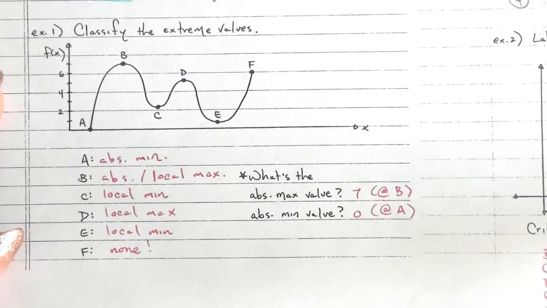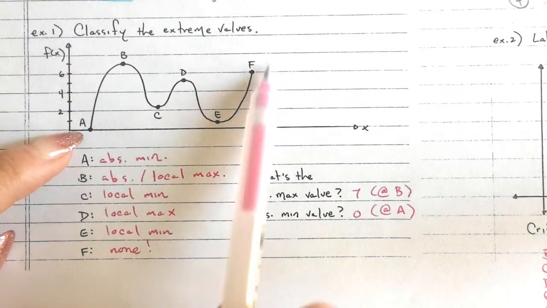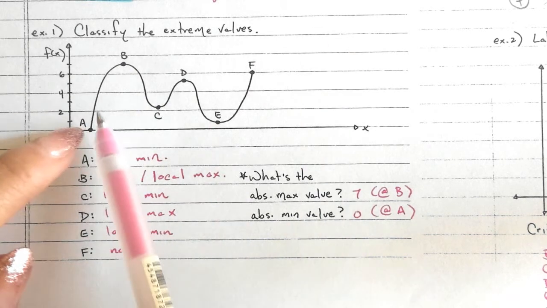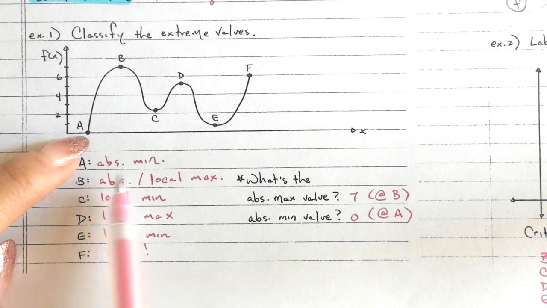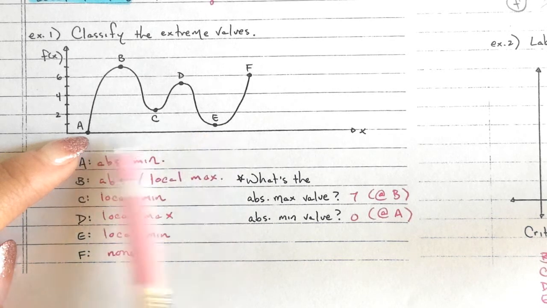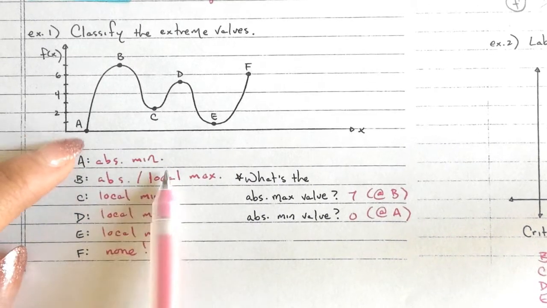And hopefully these are your answers. A is an absolute min. It's the very, very lowest on the whole closed function, right? It's closed because there's an endpoint and an endpoint. So A is the very lowest. That's an absolute min. There can be only one absolute min unless A and E, like if E was down here, then they could both be absolute mins because they're both the same y value. Okay, so A is our absolute min.